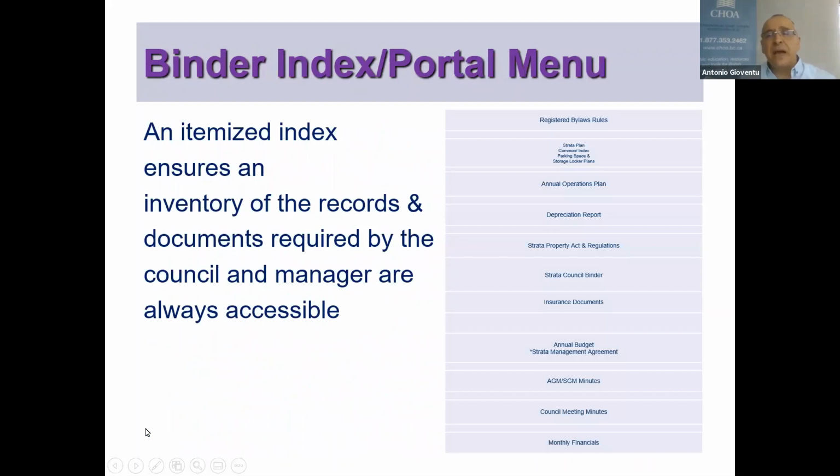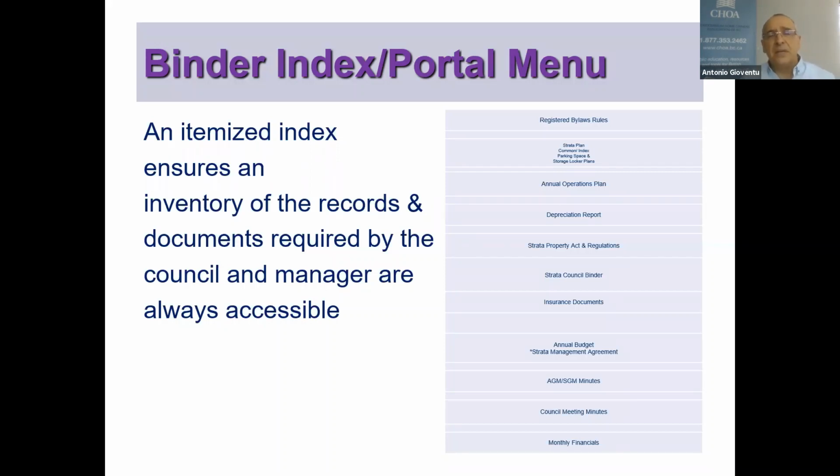Here's a sample binder, and this is something that Cho has been recommending for years. And you can do this either as a web portal for your Strata Council and for your owners, or you can set this up as physical binders. But it's an itemized index of the records and documents that you as a council and manager really need, and that are accessible when you're having council meetings to make decisions.